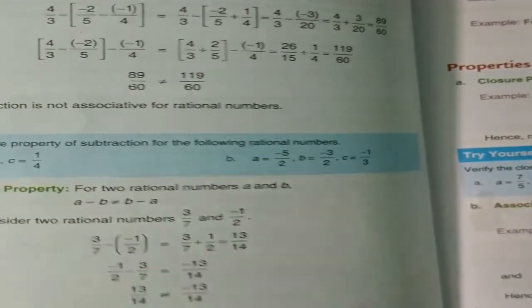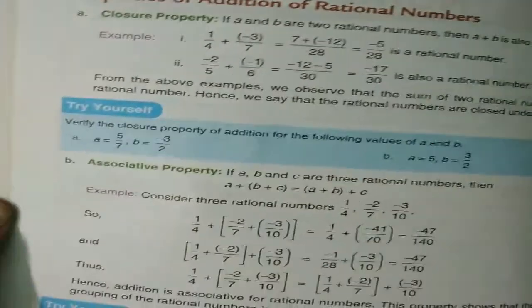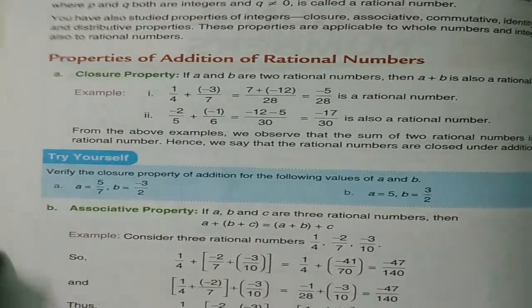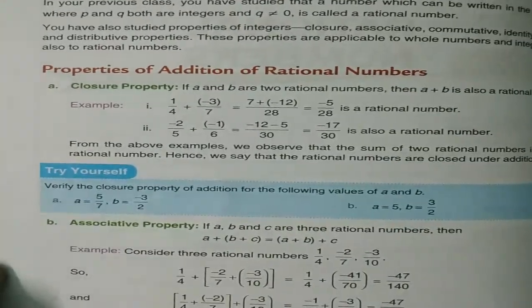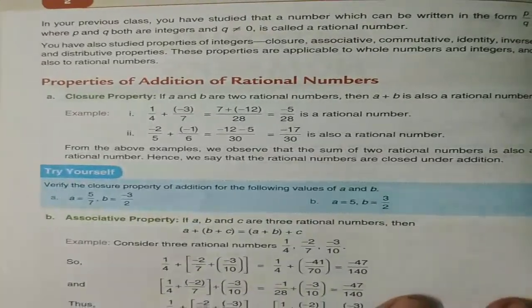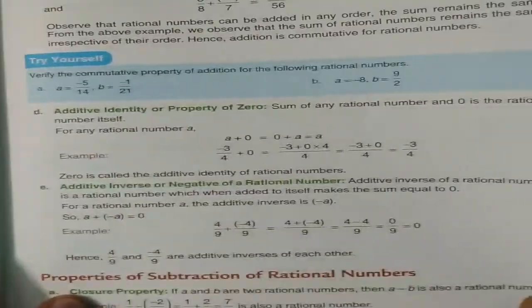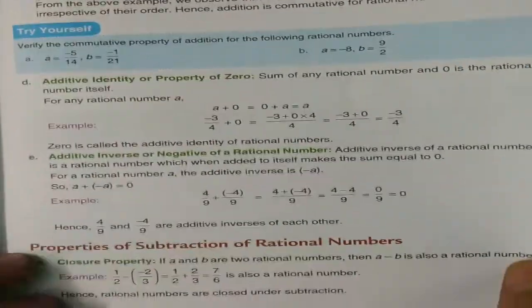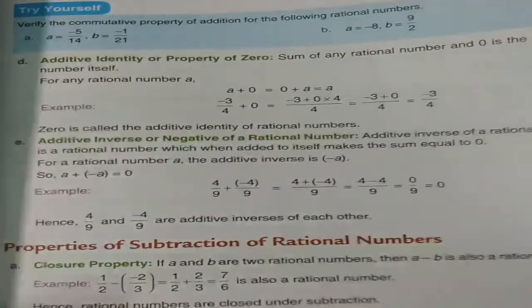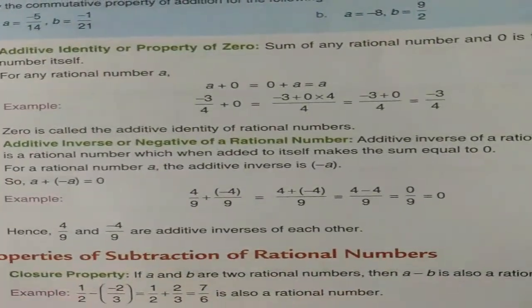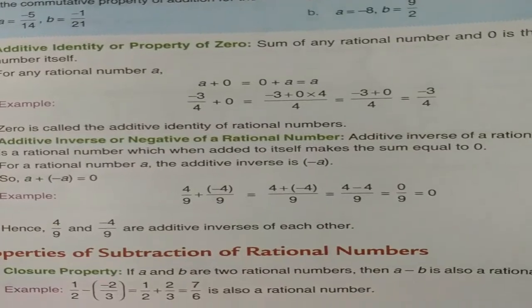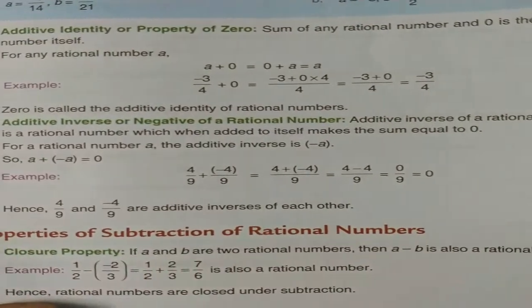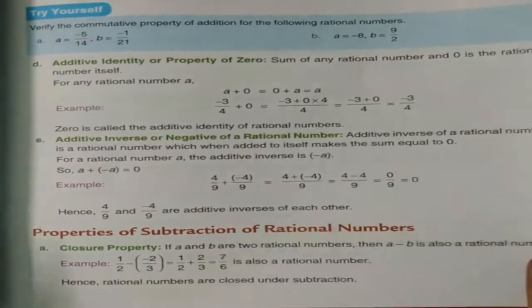If you check the properties of addition, these are the properties, starting from page 2. Here is the additive property of 0, and here it is given additive inverse. You can check the additive inverse, the negative of a rational number. It means additive inverse is any number which on adding gives the answer 0.